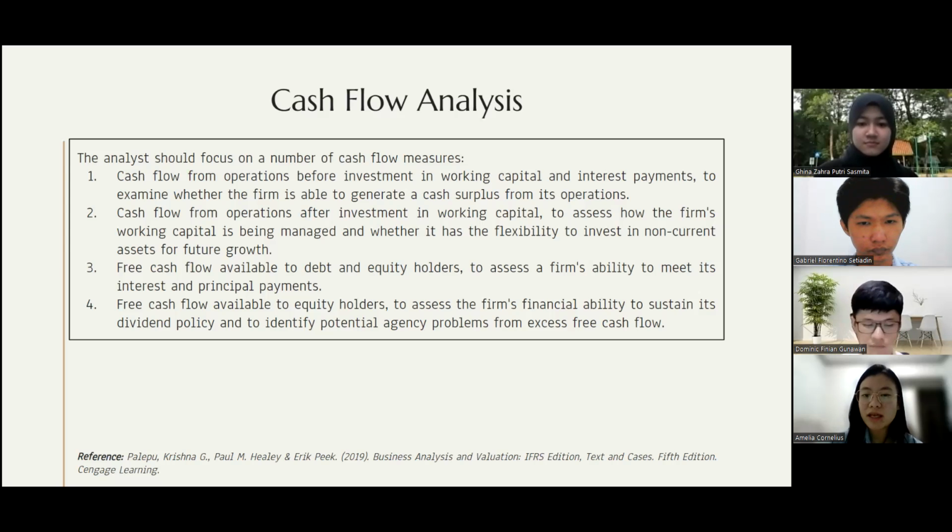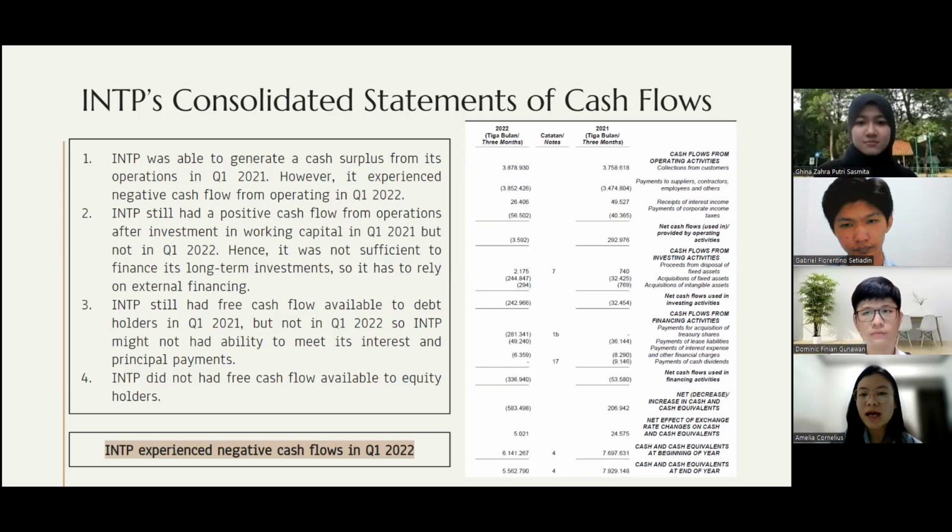Third, free cash flow available to debt and equity holders to assess a firm's ability to meet its interest and principal payments. And the last one is free cash flow available to equity holders to assess the firm's financial ability to sustain its dividend policy and to identify potential agency problems from excess free cash flow. Next slide. We will start with INTP.